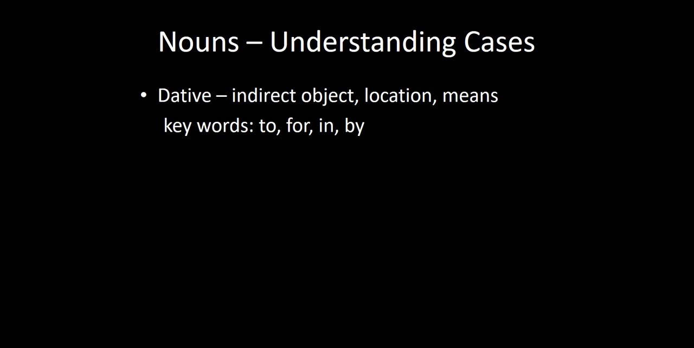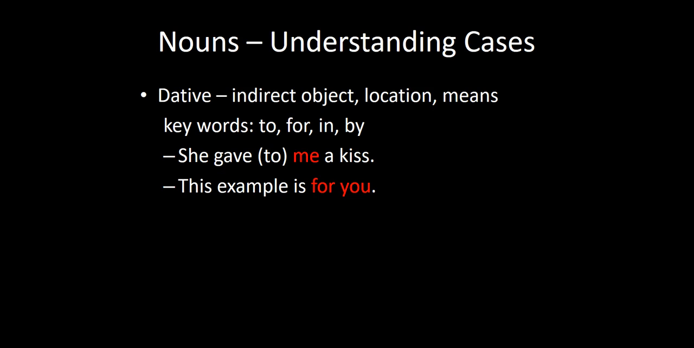For example, she gave me a kiss. In English, you might say she gave me or she gave to me, but this would be an example of an indirect object. She gave to me a kiss. This example is for you. He is where? In the house. That idea can be expressed in Greek simply by the dative.